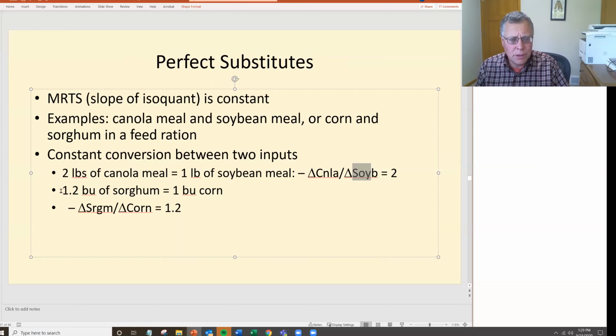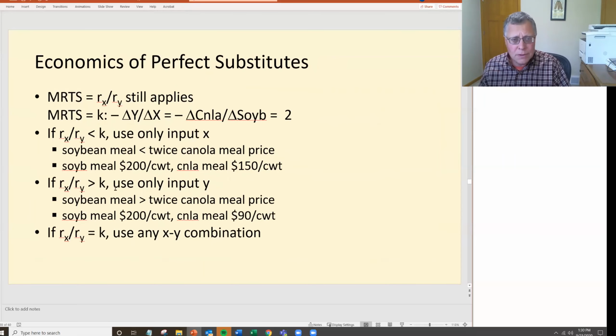Same with sorghum and corn. Maybe it's 1.2 bushels of sorghum per 1 bushel of corn in a feed ration for beef cattle, for example. And so the slope of the isoquant will be 1.2. What you'll notice is that it doesn't change. The isoquant is going to be a straight line. And so what's surprising here is that the MRTS equal to price ratio still applies.